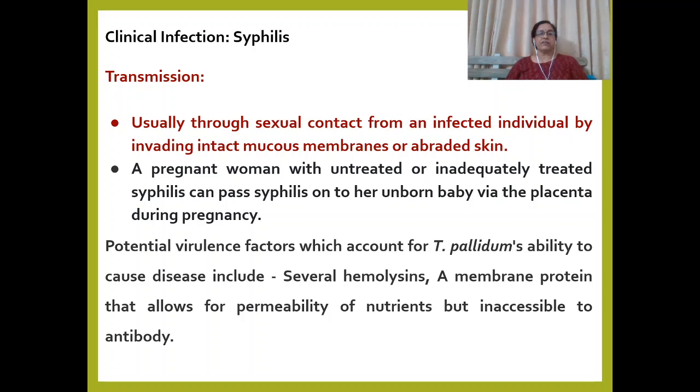Potential virulence factors which account for Treponema pallidum's ability to cause disease include several hemolysins. So these are the determinants of pathogenicity, the presence of hemolysins in the microorganism. Then the second one is a membrane protein. This allows permeability of nutrients, but they are inaccessible to the antibody. That is, they can survive for a longer period in the initial stages of an infection.